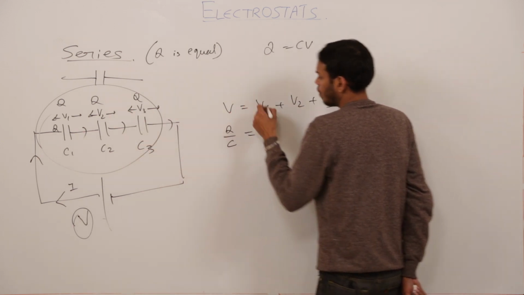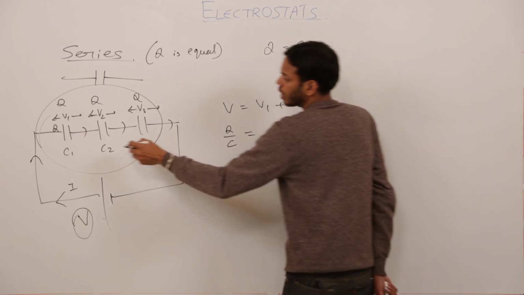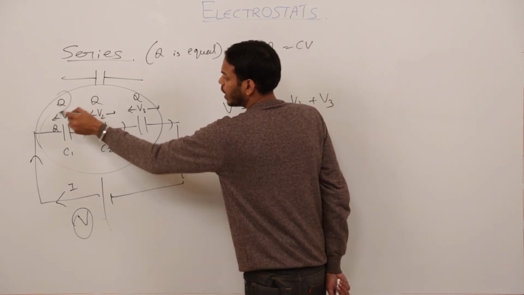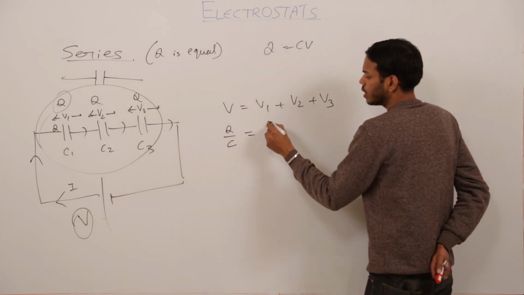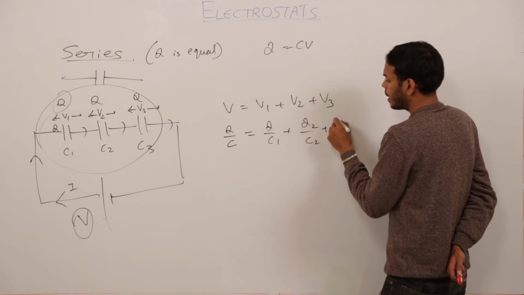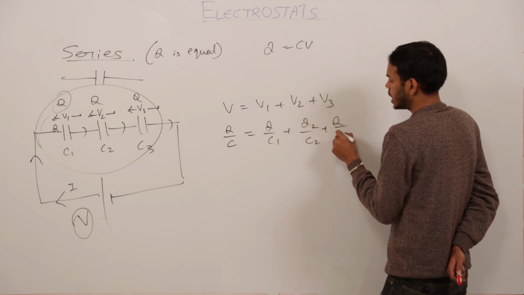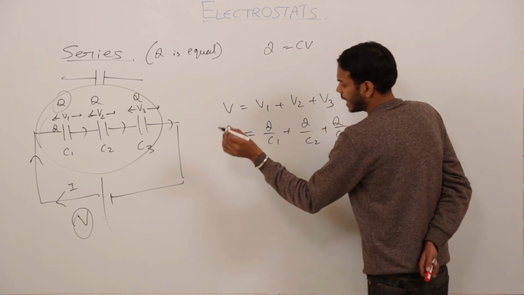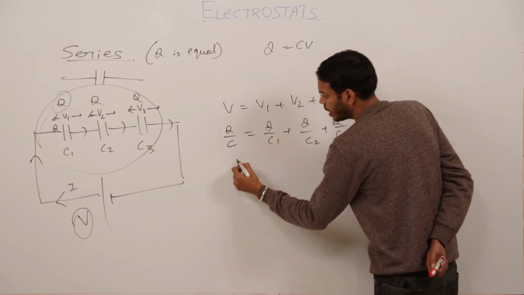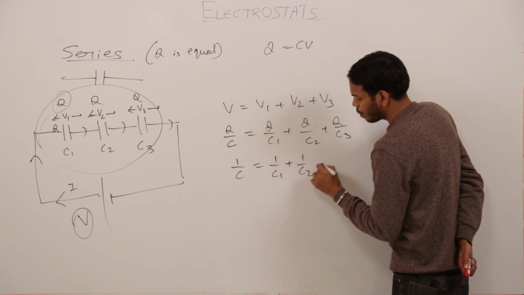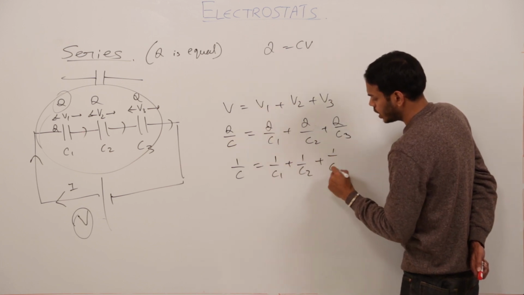For V1, what will I be using? What is V1? It is Q1 upon C1, and Q1 is by chance Q only. So Q upon C1 plus Q upon C2 plus Q upon C3, not Q2. Cancel out Q, take it out common. Your answer would be 1 upon C equals 1 upon C1 plus 1 upon C2 plus 1 upon C3.